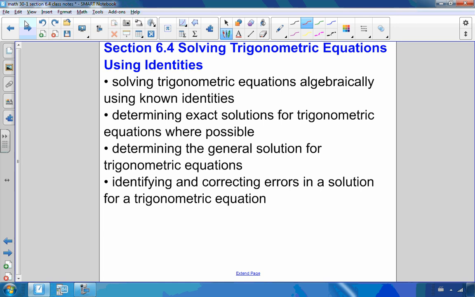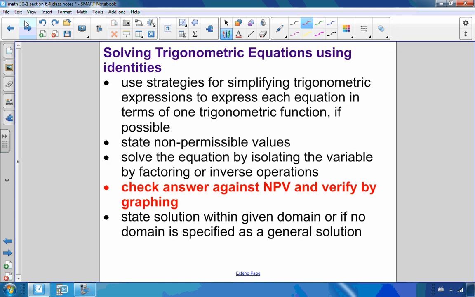Okay, in this section we're going to look at solving trig equations. So this is where chapter 6.1 and 6.2 are going to come in, but also the steps that we used in 6.3 are going to help us get ready to solve trig equations. So we're going to use those same strategies we used in the last lesson, 6.3, to write trig expressions in terms of one trig function if possible. And of course, this time we're going to state the non-permissible values because we're not proving, because we need to check the solution that we get in the last step against the non-permissible values and, of course, in the calculator.